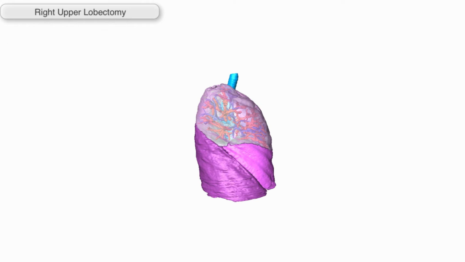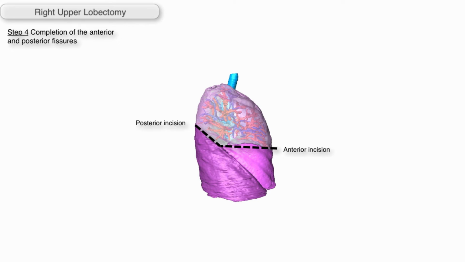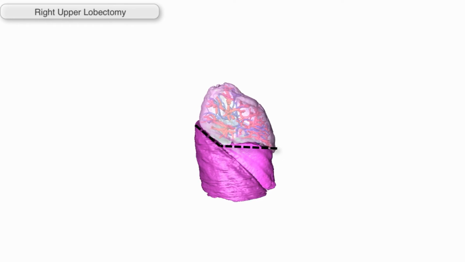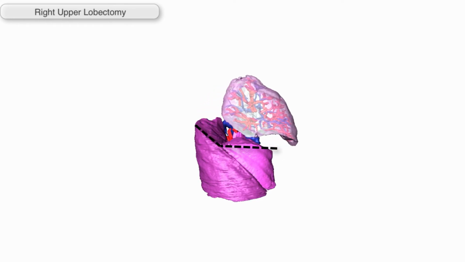Once the right upper lobe vessels and bronchus is completely separated, the surgeon will use the endoscopic stapler to cut along the anterior and posterior fissures along the inferior aspect of the upper lobe. The anterior incision separates the upper lobe from the middle lobe, and the posterior incision separates the upper lobe from the inferior lobe. Once these incisions are complete, the upper lobe is completely separate and can be removed from the intact portion of the lung.